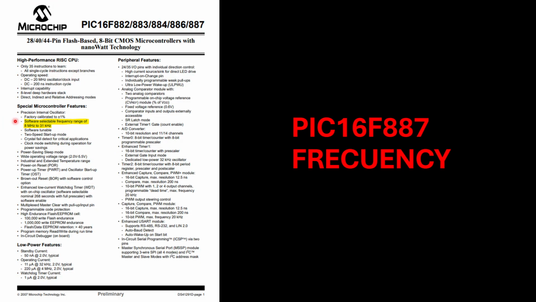And then if we take a look at the documentation, we see here that the software selectable frequency range is from 8 megahertz to 31 kilohertz. Okay, this means that you can play around, arbitrarily choosing which frequency you want your microcontroller to work with. You just have to remember that 31 kilohertz will be the minimum, and 8 megahertz will be the maximum. Okay, this will be for the internal clock that the microcontroller has.